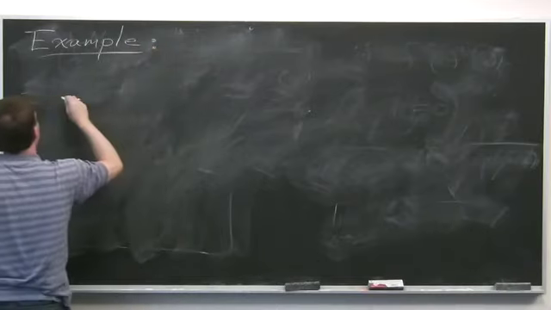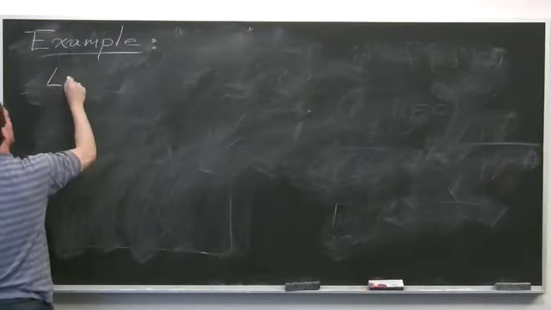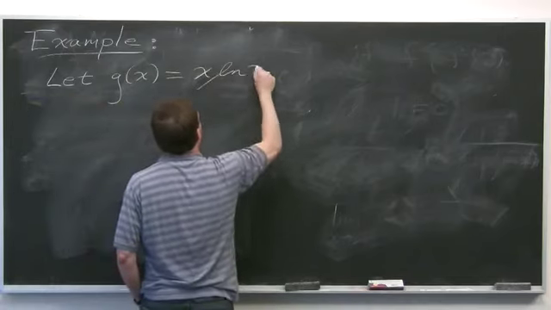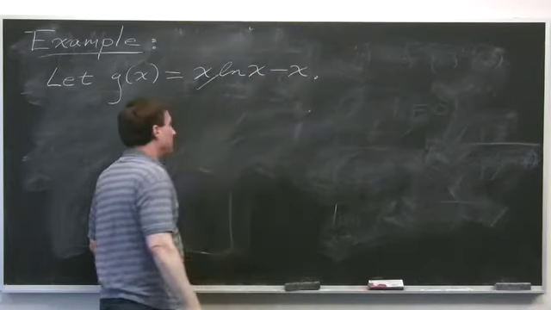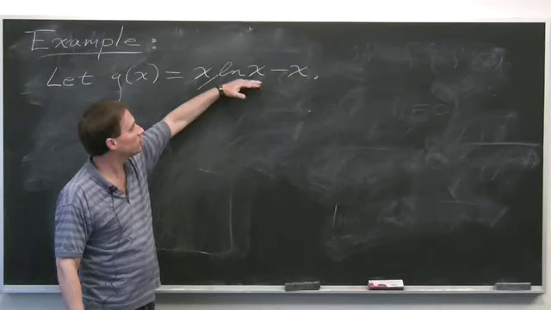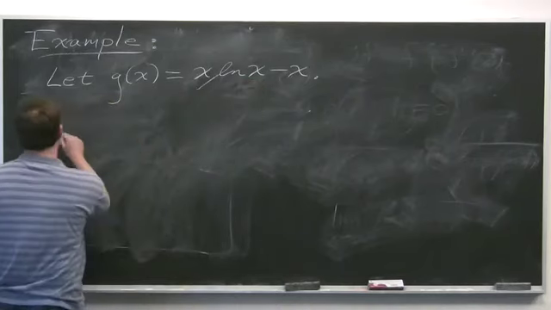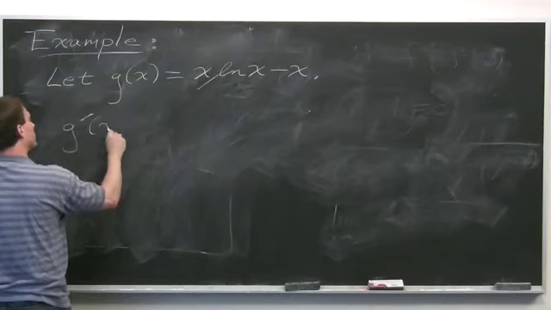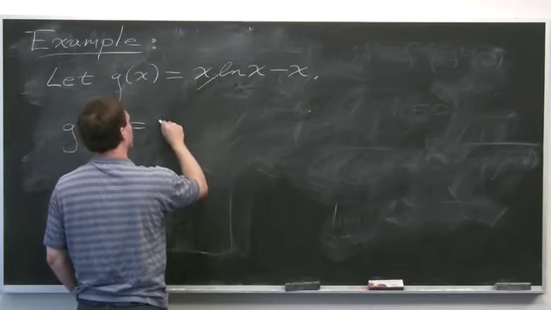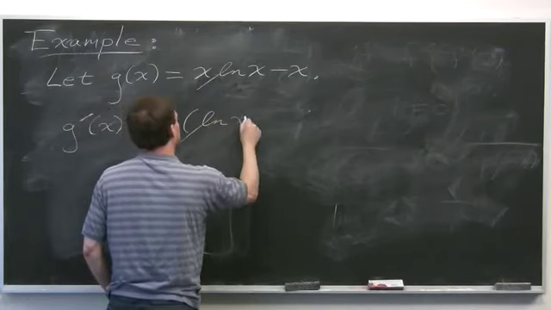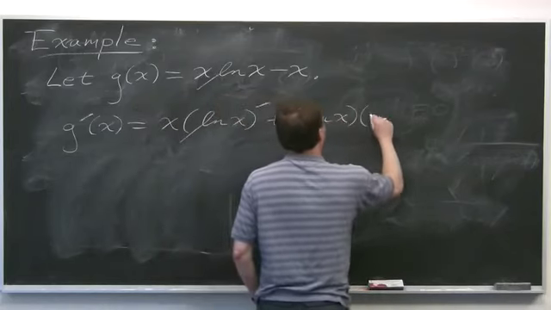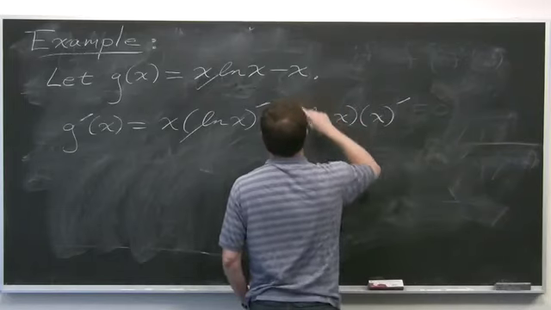Here's one example. Let g of x be x times the natural log of x minus x. Of course, we're using the domain x greater than 0 so that the natural log is defined. But assuming x is greater than 0, what's g prime of x? Here, this is the product of two functions of x. So the derivative is the first thing times the derivative of the second, plus the second thing times the derivative of the first. That's the product rule. And then you subtract the derivative of x.